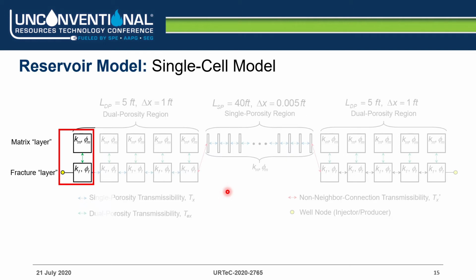We have another model we also look at, which is the single cell model, and the single cell model just consists of one pair of dual porosity grid blocks. That is one fracture block and one matrix block with a well connected to the fracture.